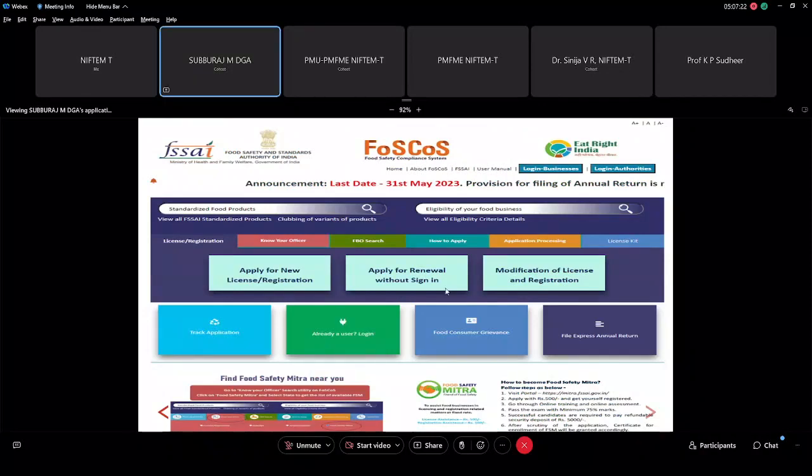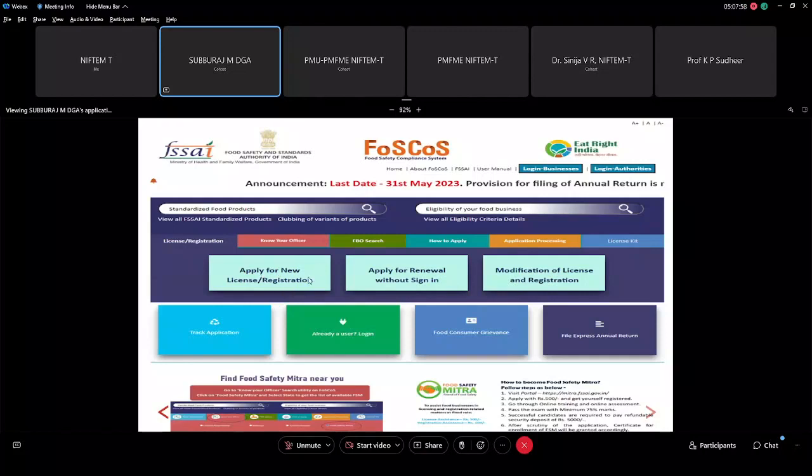So you have to go to FoSCoS, foscos.fssai.gov.in. There are a lot of fake and private websites also. While you are applying, please ensure that it is the FSSAI website only, not a third party or private organization. A lot of companies are cheating. They put up a fake website and ask for money. Finally, you may pay and somebody else may do the things. Just a very simple thing: you have to apply for the new license and registration here.